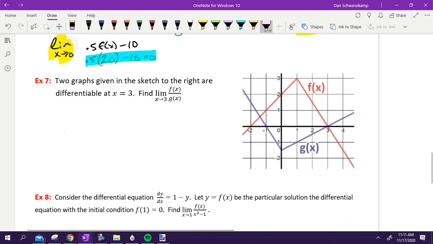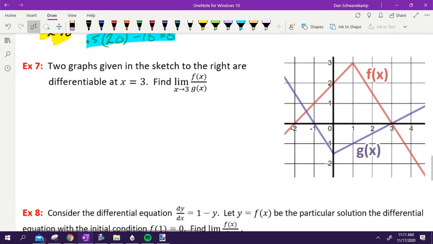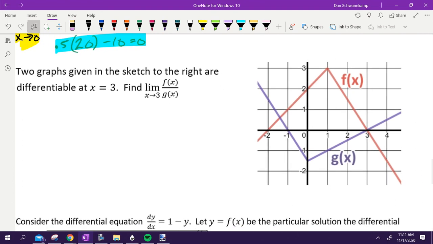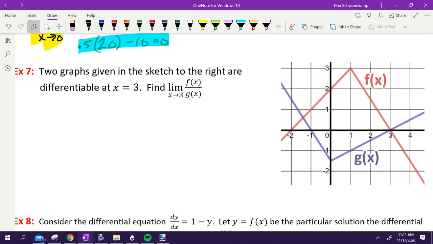Two graphs are given to the right, and they're differentiable at 3. Find the limit as x approaches 3. Okay, so start off. You're finding the limit as x approaches 3 of f of x, and you're going to find the limit as x approaches 3 of g of x. Do the problem. Go. Talk with your neighbor. Get it done.